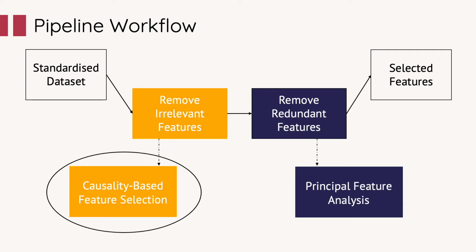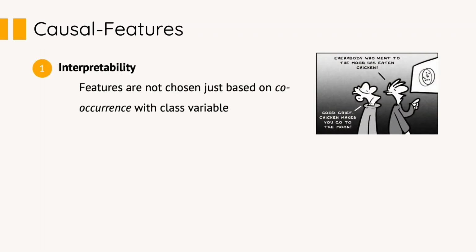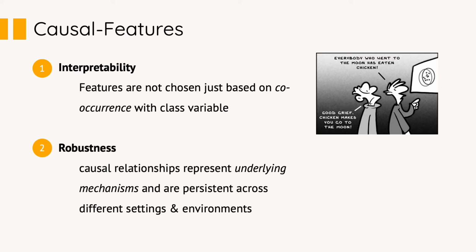We will first delve deeper into causality-based feature selection. In causality-based feature selection, we look for causal features. This is to enhance interpretability, as features are not chosen based on mere co-occurrences but instead capture causal relationships with the target variable. Causal features are also robust, as causal relationships represent underlying mechanisms.